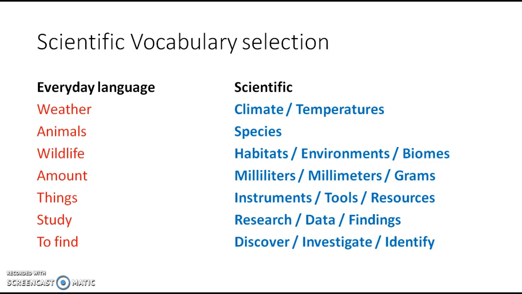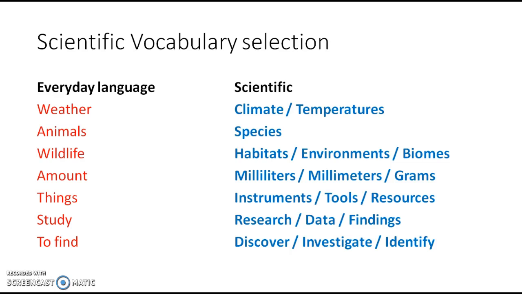If we're talking about amounts, in science we usually want to be as precise as possible. So using things like milliliters, millimeters, grams, kilograms, meters, centimeters, anything which is specific in terms of measurement is going to be something good to do. Instead of "things", as we previously said, use instruments, tools, resources, materials. These words would just be, again, more scientific than using general everyday things.